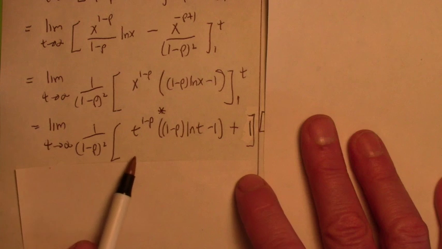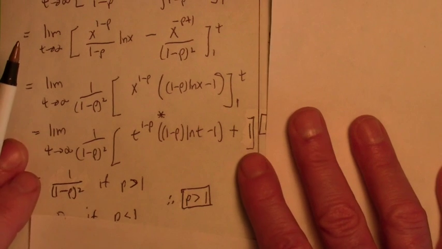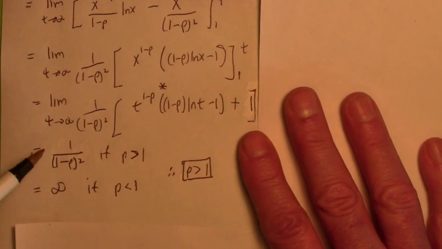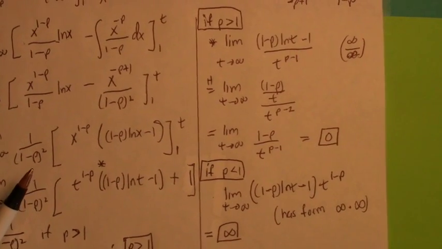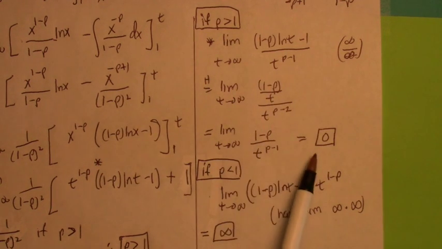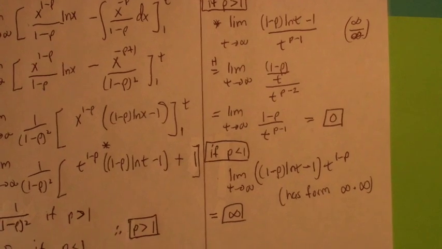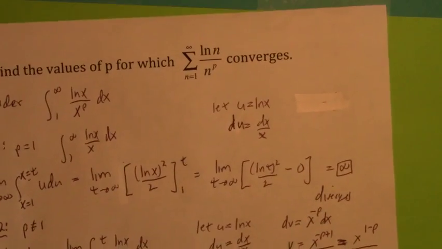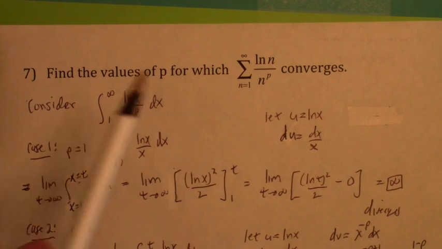Now I have to take this limit as t goes to infinity. It turns out that if p is greater than 1, it converges, and if p is less than 1, it diverges to infinity. You can see the reasoning right here. If p is greater than 1, you can apply L'Hopital's rule. It has the form infinity over infinity, and sure enough, you get 0. If p is less than 1, though, this has the form infinity times infinity. This is going to infinity, and so is that, so it diverges to infinity. So the final answer is the integral is going to converge if p is greater than 1. Therefore, the infinite series converges if p is greater than 1.